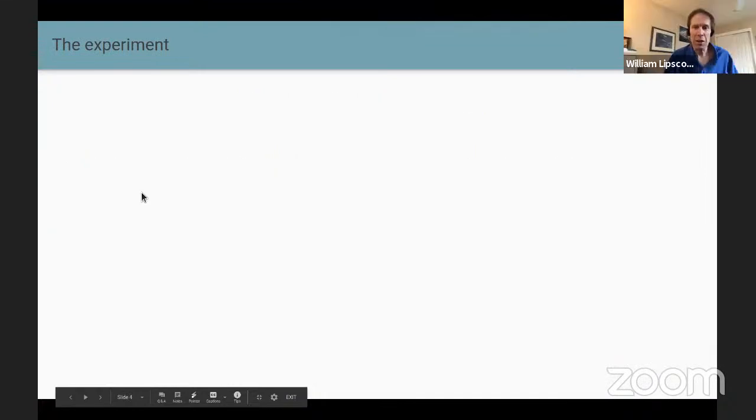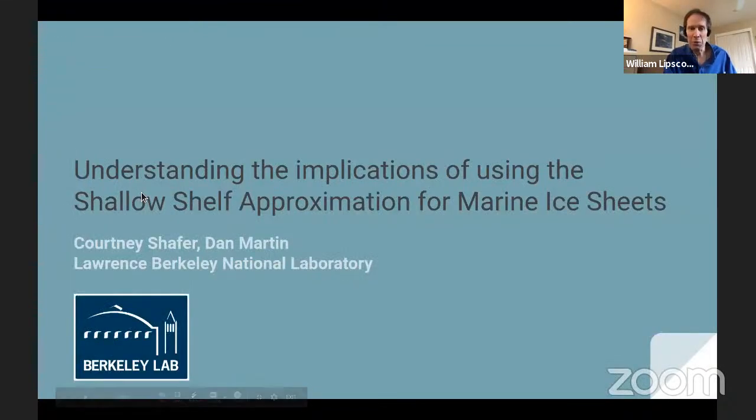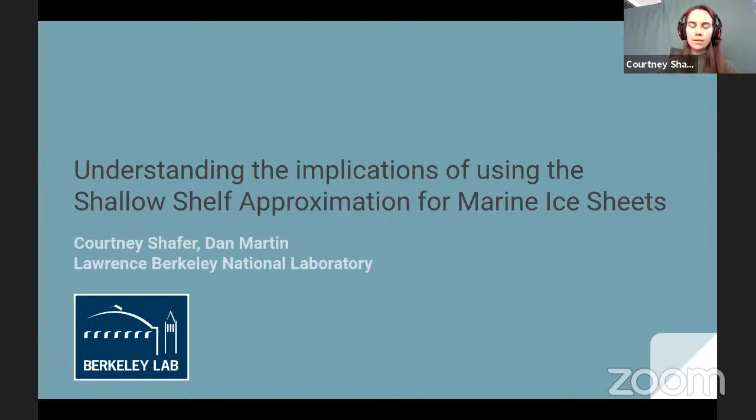So our next speaker is Courtney Schaefer, who works with Dan Martin at Lawrence Berkeley Laboratory. And she's going to talk about implications of using the shallow shelf approximations to model marine ice sheets. So welcome, please go ahead. All right. Yes, thank you for the introduction. I'll be talking about understanding the implications of using the shallow shelf approximation for marine ice sheets.